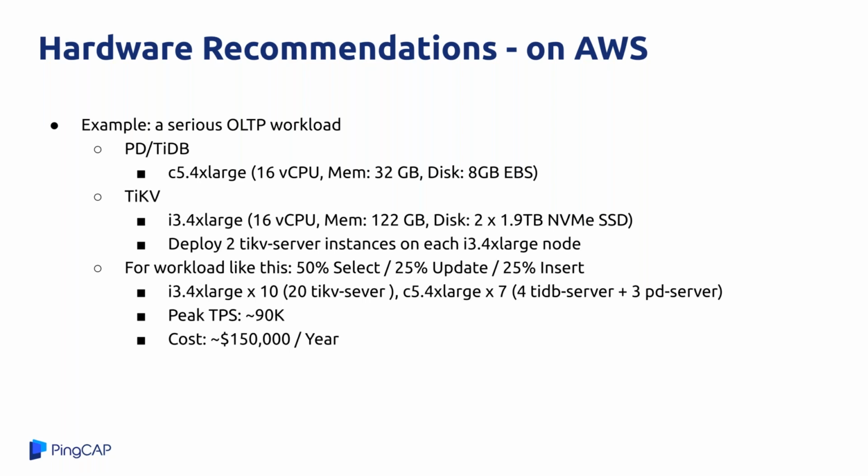Let me give a very straightforward example. For example, you have a very serious OLTP workload, and for the PD and the TiDB, I suggest you use C5 4x large. It is a 16 core vCPU with 32 gigabytes memory. And the disk is EBS, so you don't have to use the local disk because the PD and TiDB will not persist data locally.